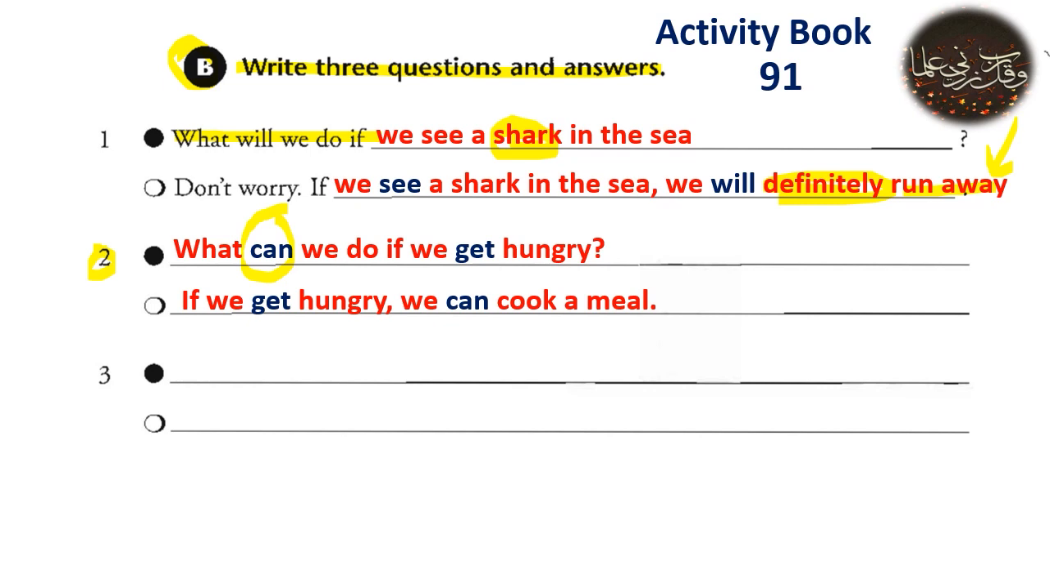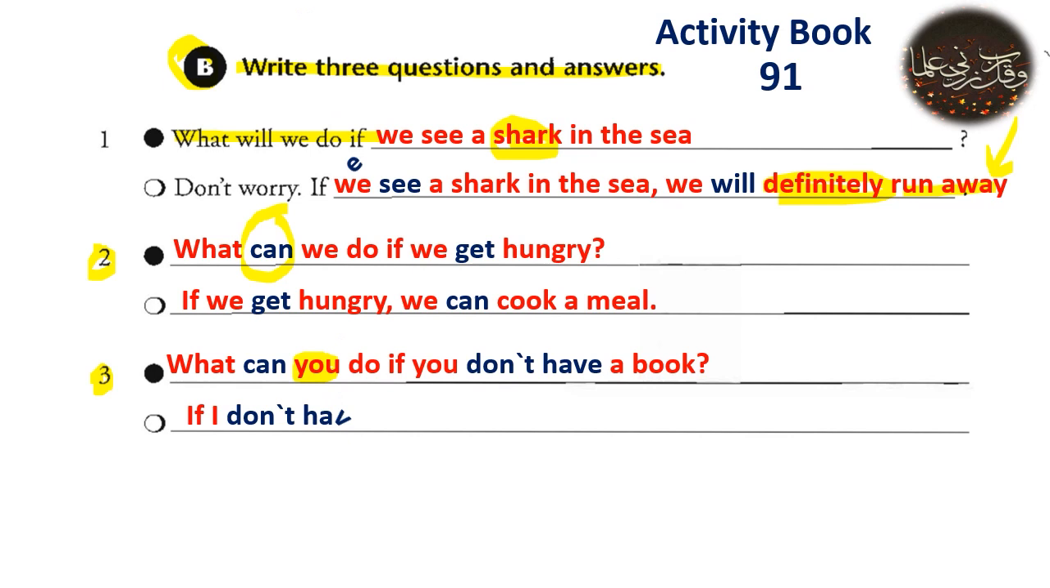Now the third one, what can you do if you don't have a book? And here I changed even the subject, because in all the other sentences we have we. Here I changed into you. What can you do if you don't have a book? Here the answer will be, if I don't have a book I can borrow a book from my friend.